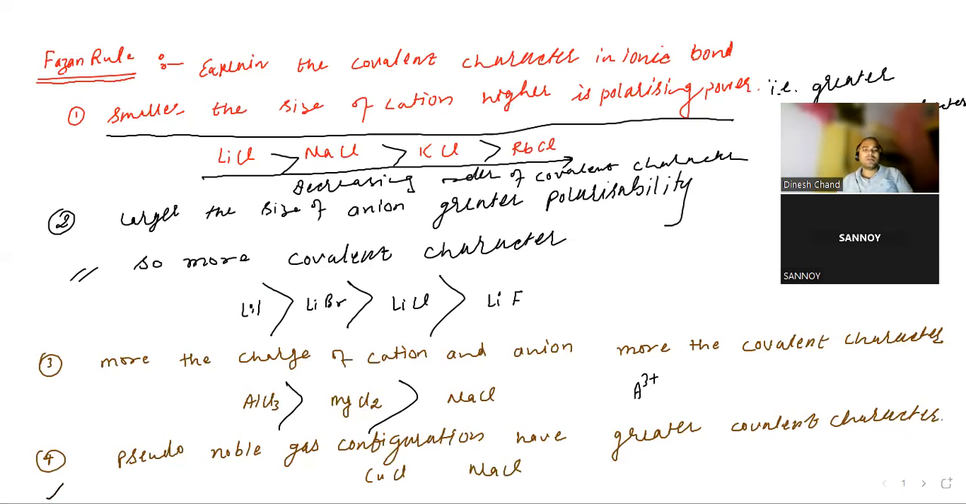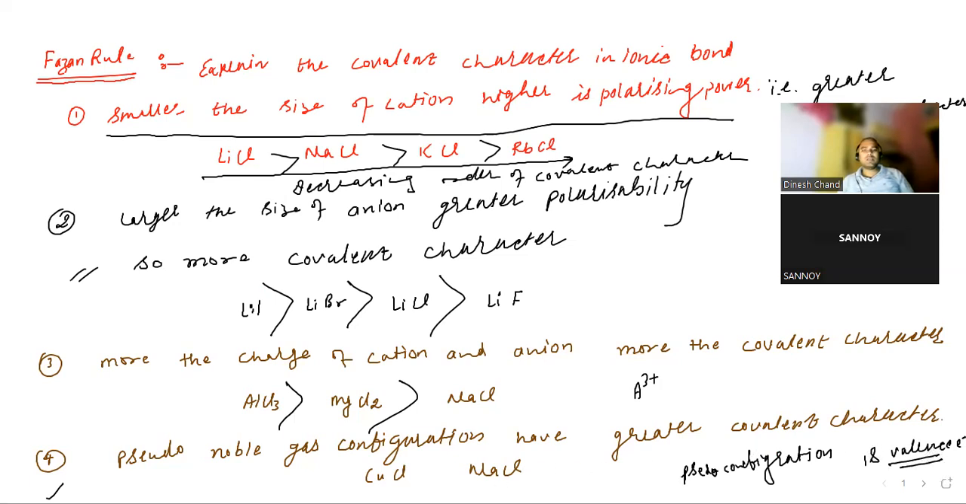Pseudo configuration. What is pseudo configuration? Sir, this one I did not understand. Only this one. Pseudo configuration means 18 electron, having 18 valence electrons. Pseudo configuration means 18 valence electrons, not 8.